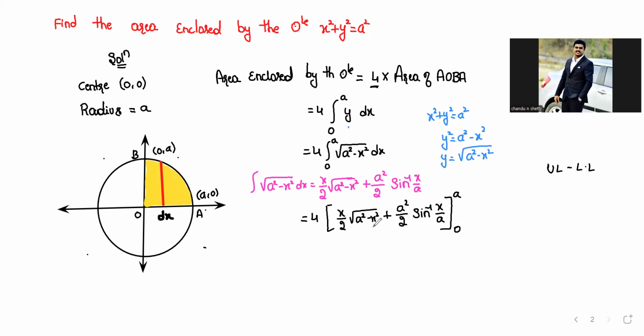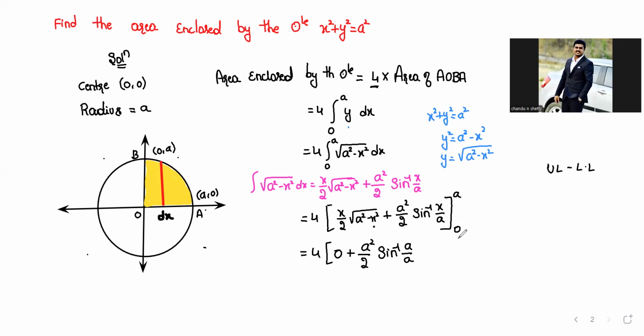So in this x place when you apply upper limit a, a square minus a square we get 0. So 4 into 0. Here a square minus a square, when you apply your upper limit a, we get 0. 0 into anything is 0. So directly you should do this. Plus a square by 2 you should keep it here. Sine inverse. In the place of x I am applying a by a.